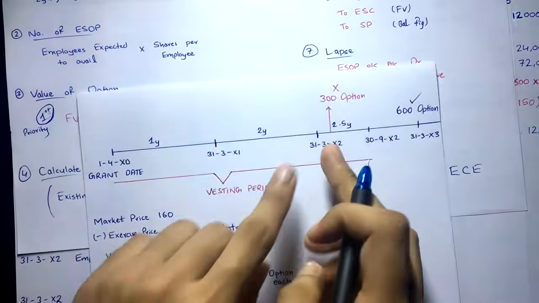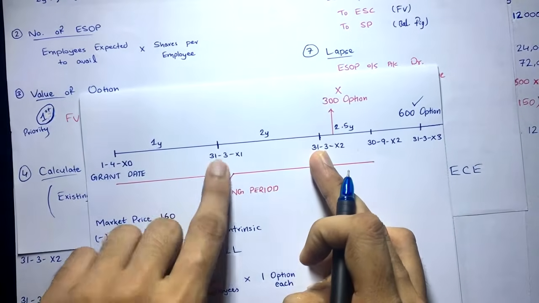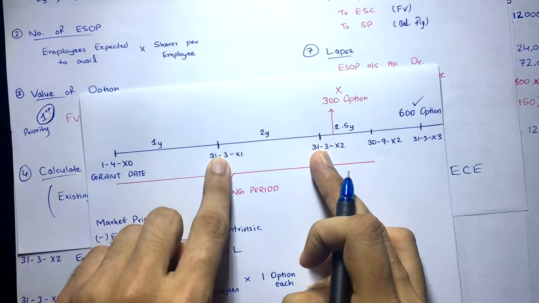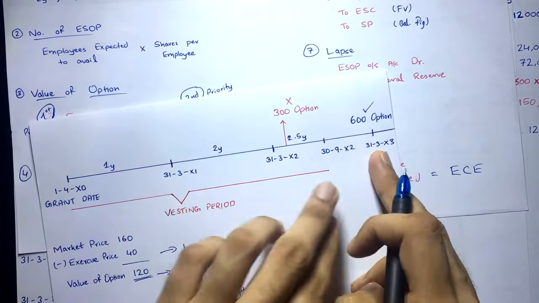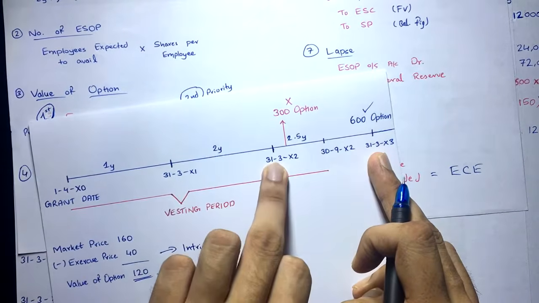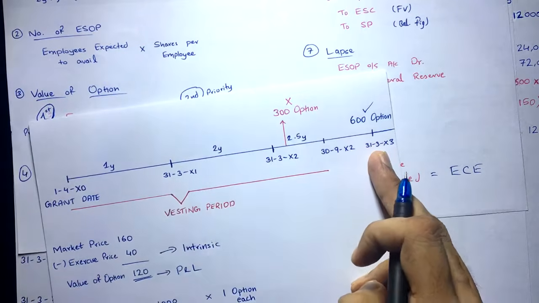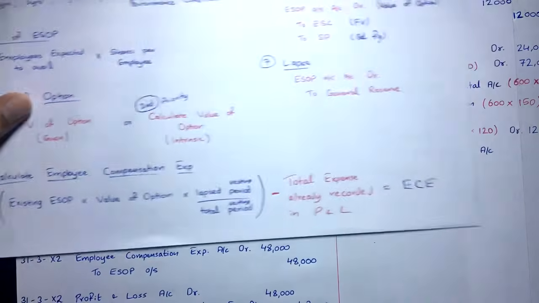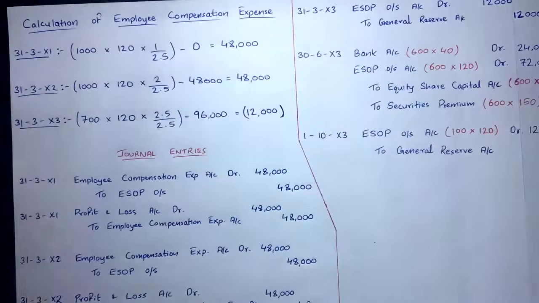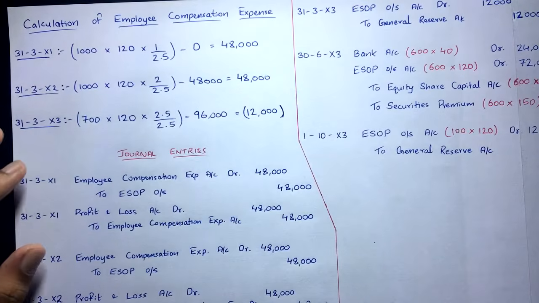And then at the end of the second year what are you going to do? Whatever you recorded as employee compensation expense over here, you're going to subtract that. At the end of the third year, whatever you recorded in the second and the first year, you're going to deduct that. You have to do it like this. So see the calculation over here. Let's go to the calculation. Let's not waste time looking at the formula itself.